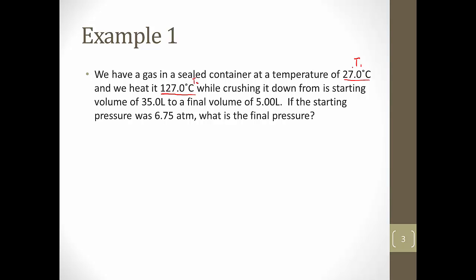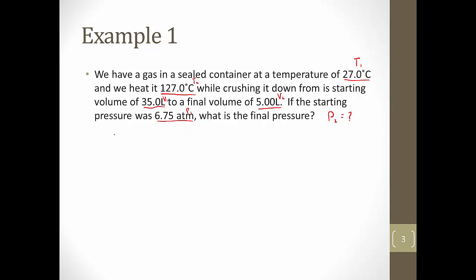So we see right away that we have a change in something, so we're going to use that equation we just developed. And then we crush it down from 35 liters, so this is V1, and to 5 liters, and this is V2. Right? And then we say if the starting pressure was here, so this is P1. And we're looking for P2. What is that?